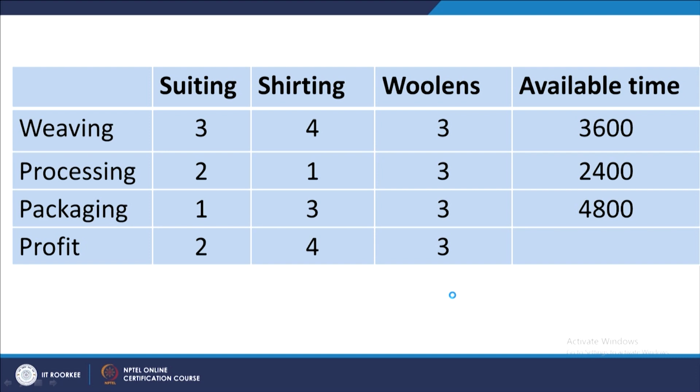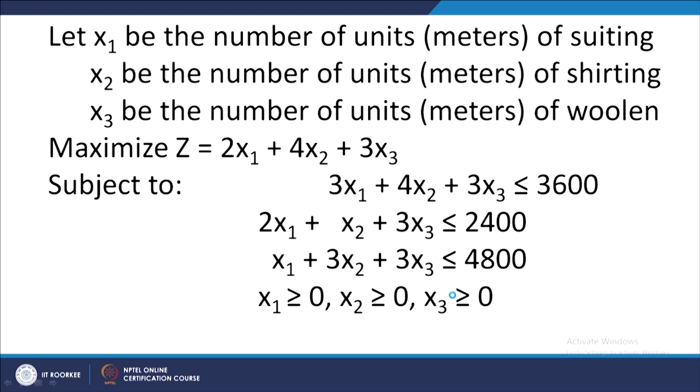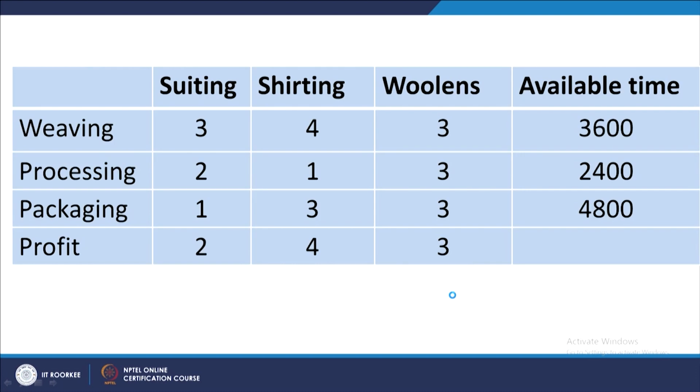We will define the decision parameters as follows. Let x1 be the number of units in terms of meters for the suiting cloth, x2 be the number of units of shirting and x3 be the number of units of woolen, and we have to maximize the profit, that is 2x1 plus 4x2 plus 3x3. So, this is the data that is given.